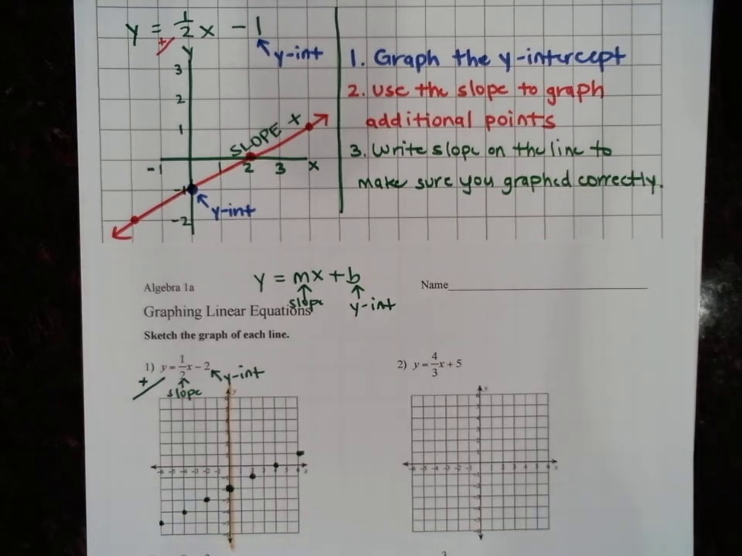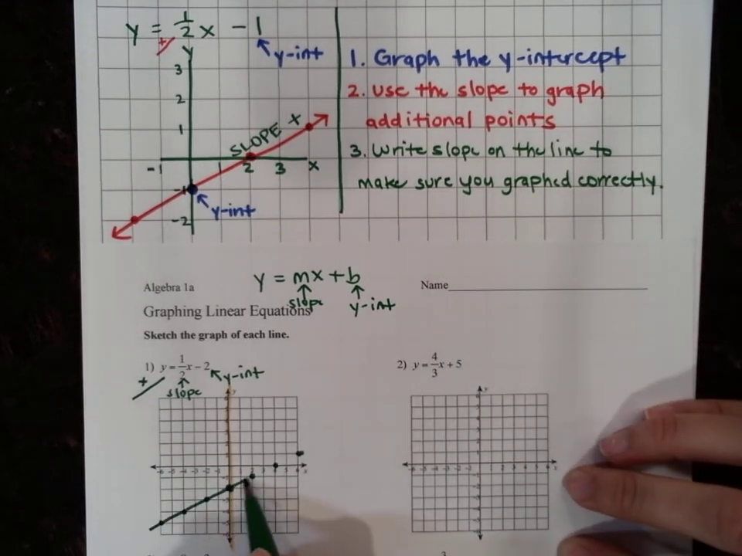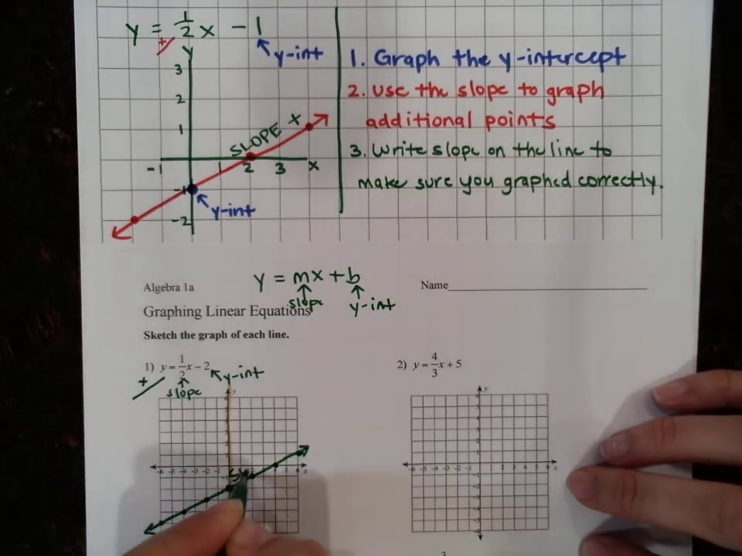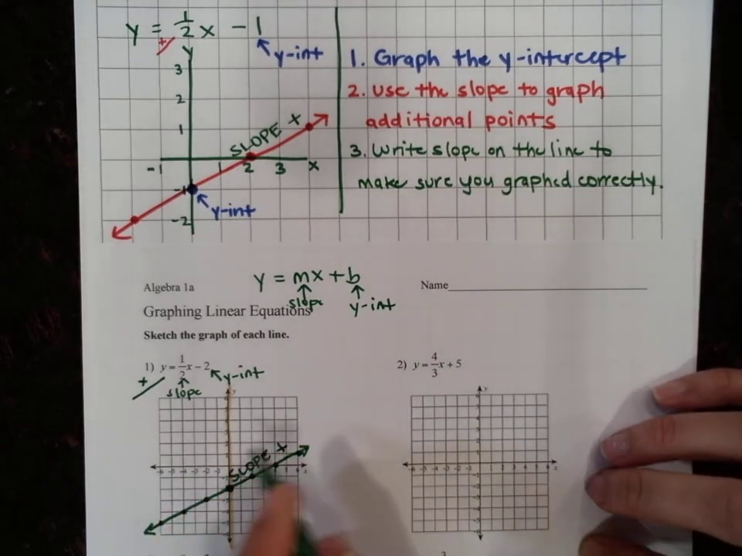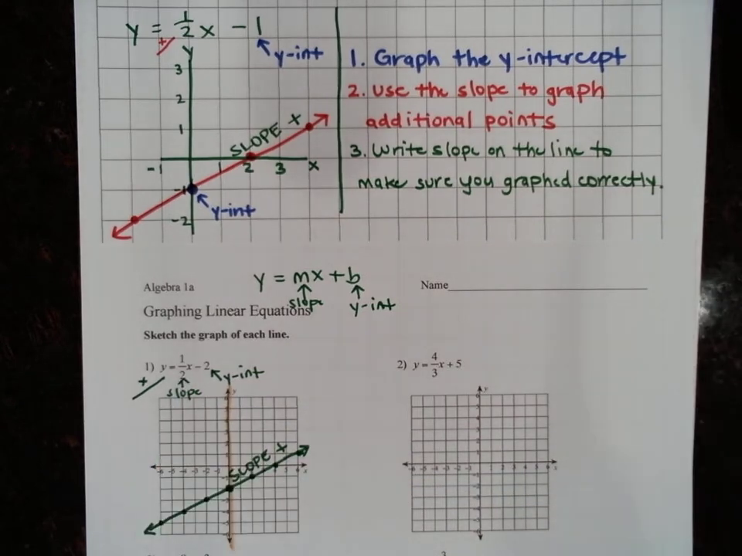You want to draw your points all the way through your graph. Connect the dots, the points. And then write slope, just to make sure when I write slope, I graphed a positive line, and I should have graphed a positive line because my slope is positive.